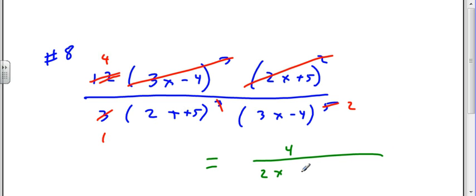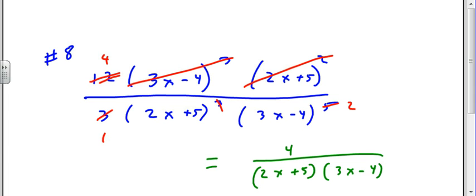2x plus 5. Be nicer if that looked like an x there, wouldn't it? 3x minus 4. So we'll come back and clean this up a little bit, make that look more like an x and not 2 plus signs in a row. There, is that better? Slightly? Ever so slightly?